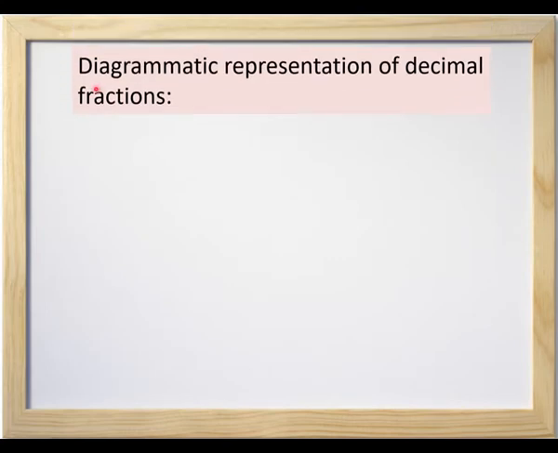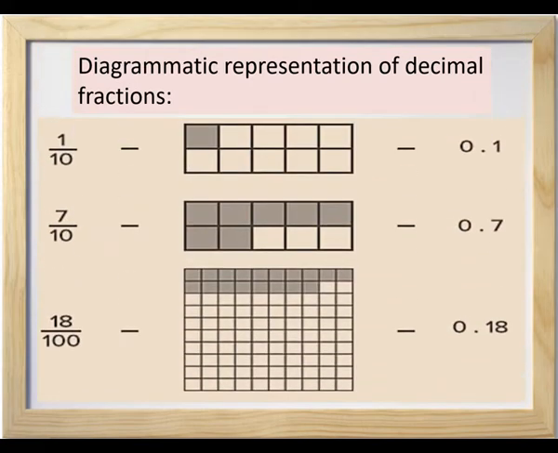Children, we are going to see some diagrammatic representation of decimal fractions. So let us see. Here we are having 1 by 10, which is a decimal fraction. 1 by 10 means one part is shaded out of 10 equal parts. But we know, children, 1 by 10 is equal to 0.1. Now, how to represent 7 by 10? We know 7 by 10 is also a decimal fraction. That means 7 parts are shaded out of 10 equal parts.